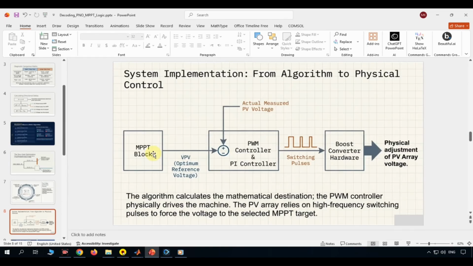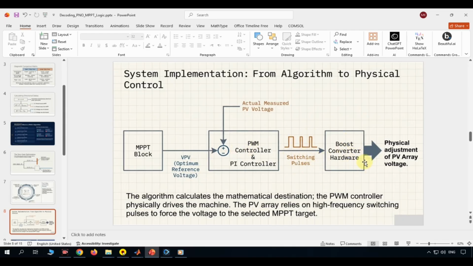At this stage, the MPPT algorithm has determined the optimum reference voltage for the photovoltaic array. However, the PV array cannot change its voltage directly. Instead, this reference voltage is sent to the PWM controller. The PWM controller compares the measured PV voltage with the desired reference voltage and generates the switching pulses required to control the boost converter.